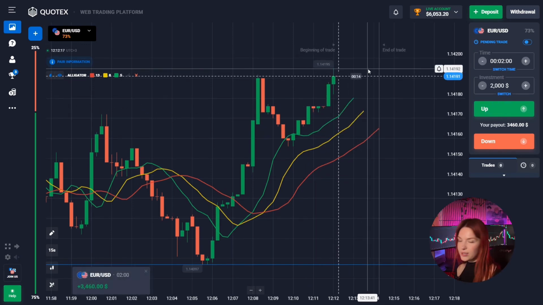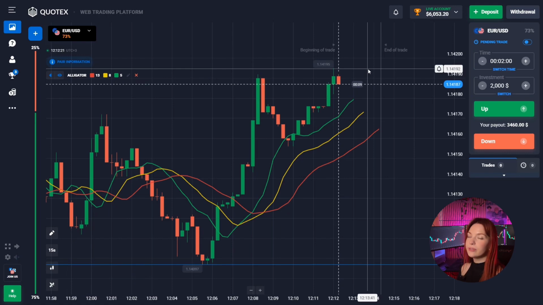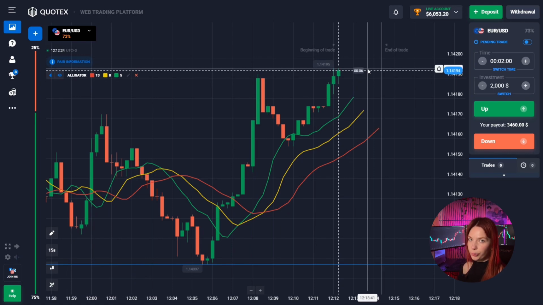Guys, that's great. As you can see, the price continued to move up and we got the profit here. So let's continue and we'll find the next entry point.